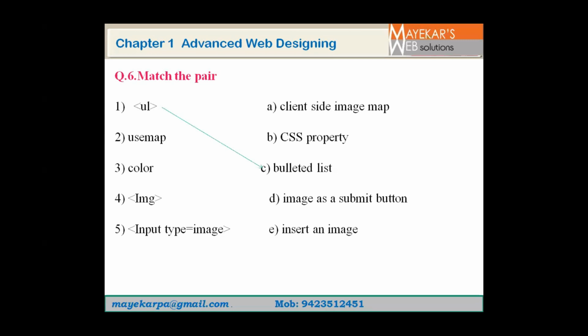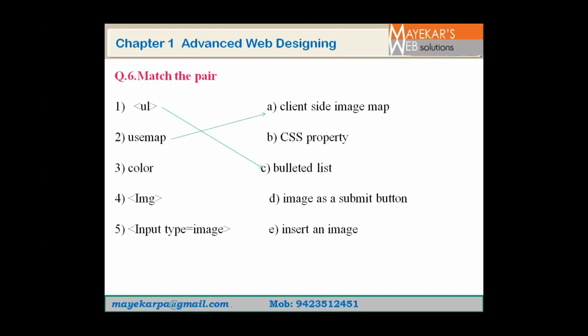Next is the second, usemap attribute. The usemap attribute will match the first, client side image map. Yes, there are two types of image mapping, client side image map and server side image map. For client side image mapping you use the usemap attribute with the img tag, and in server side image mapping we use the ismap attribute. So for the usemap attribute, the first option is applicable.